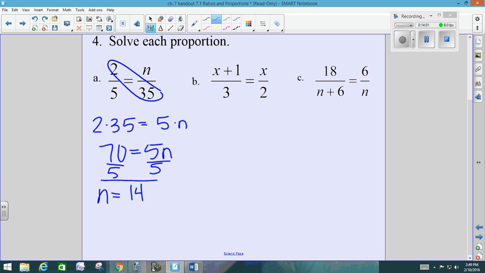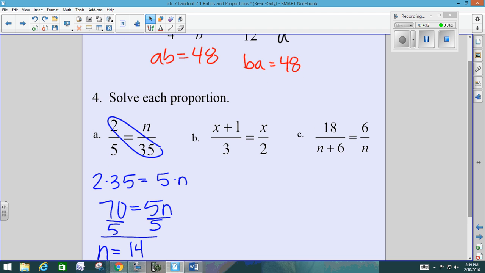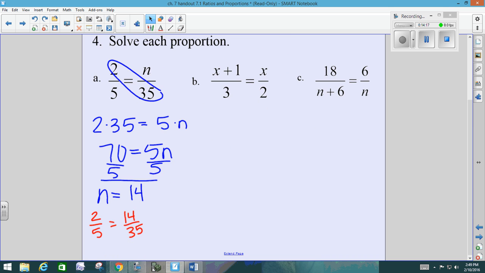You can solve these to review. It's algebra, so you can plug them back in, not solve them, check them. 2 over 5 equals 14 over 35. Just like we checked this one by cross-multiplying, you can check these ones by cross-multiplying. 2 times 35, 70. 5 times 14, 70. If they both equal each other, then you have the correct answer. See that? Okay. B. Go ahead and try B.